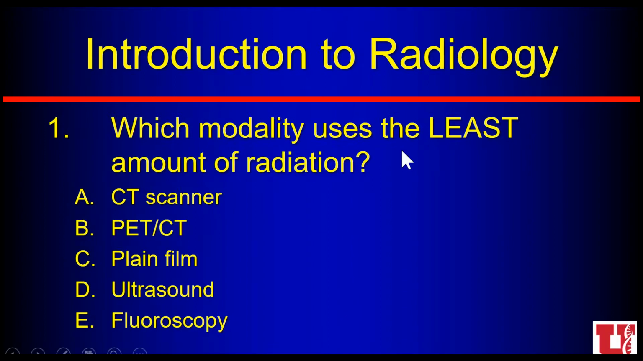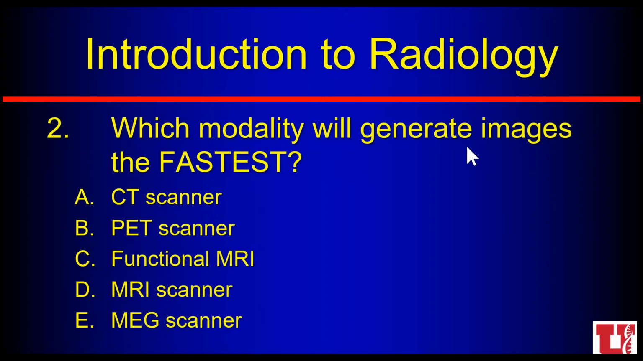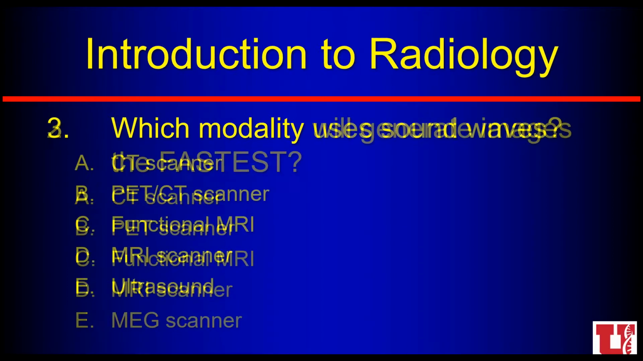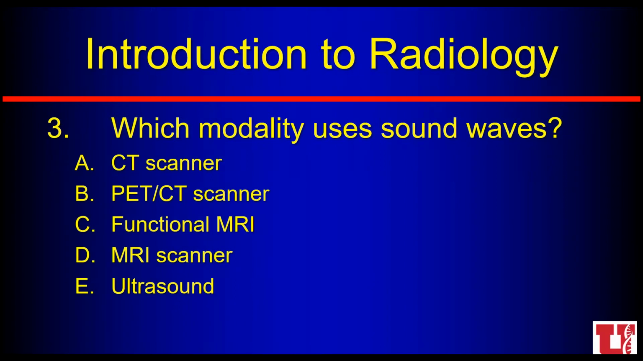So the first question was, which modality uses the least amount of radiation? Is that CT, PET CT, plain film, ultrasound, or fluoro? Which uses the least amount of radiation? The next question is, which modality generates images the fastest? Which of these can do it fastest? CT scanner, PET, functional MR, MR, or MEG? Next, which modality uses sound waves?